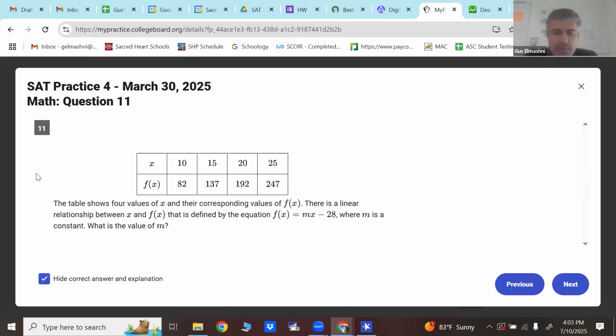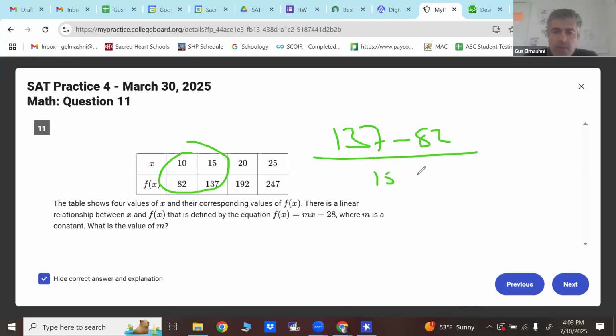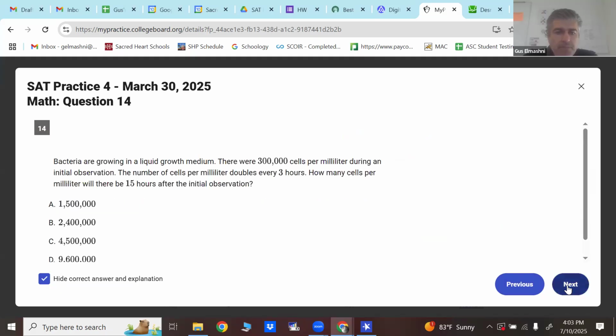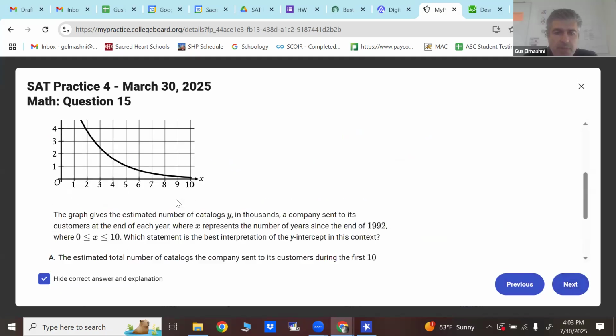Now, you could do this by hand too. It's not that hard. You could just find the slope between a couple points here, like 137 minus 82 over 15 minus 10, and just work it out. And you should get 11. So there you go. See other ways we use Desmos or strategies.